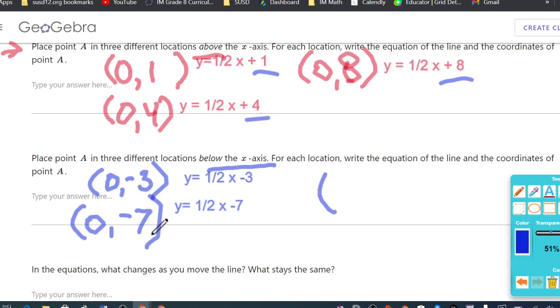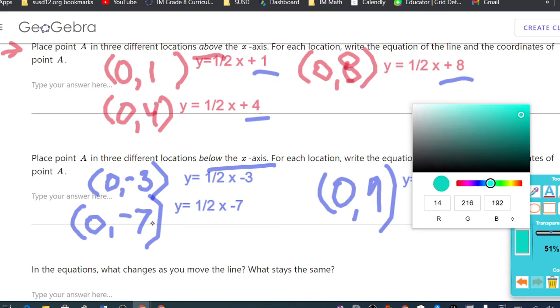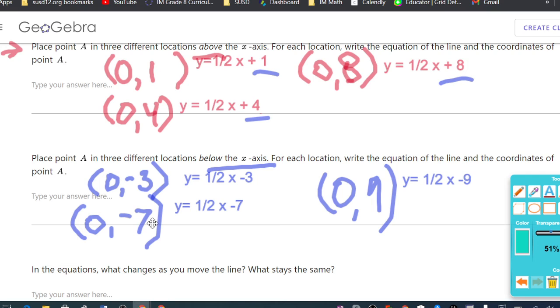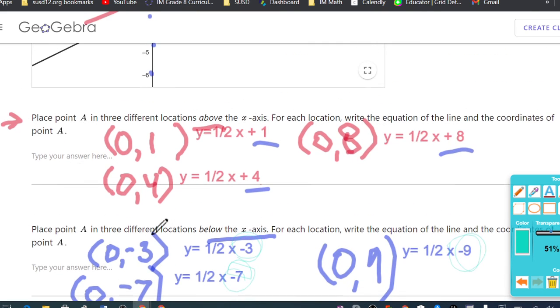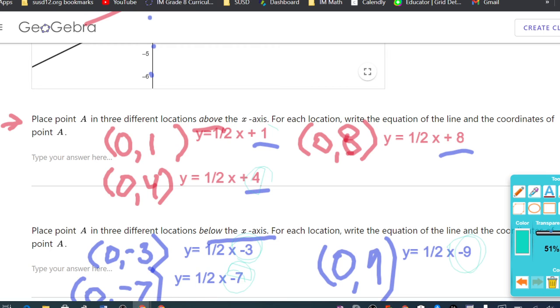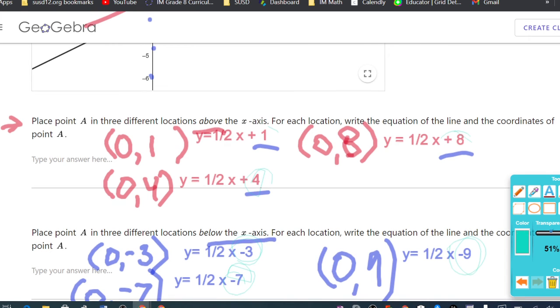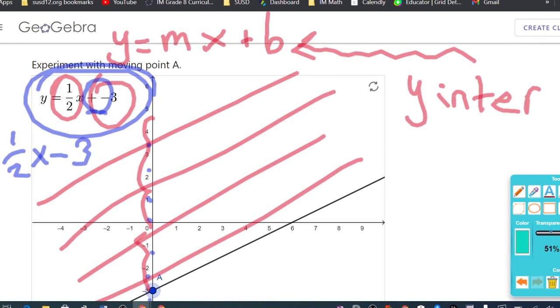What if I put the y-intercept at 0, 9 units down? Then what equation do I use for this line? Y equals, same slope, but minus 9 units down. So do you see the pattern here? This last number tells you how many units up or down to move your y-intercept. There, I'll circle all of them. And that's what they're showing us by this graph.